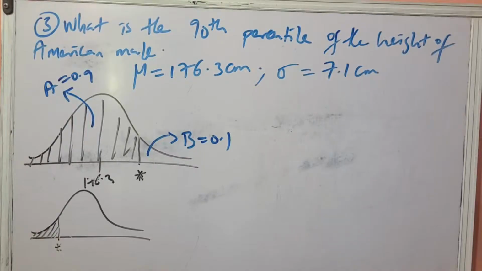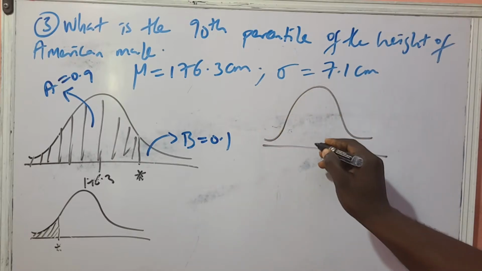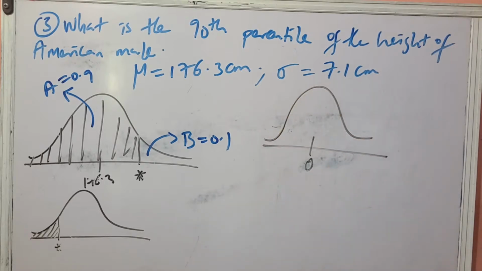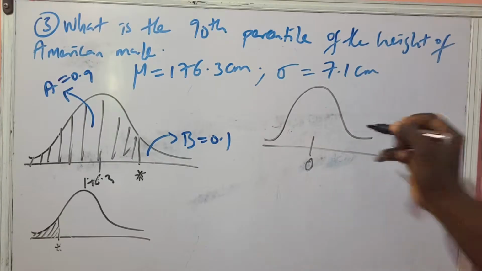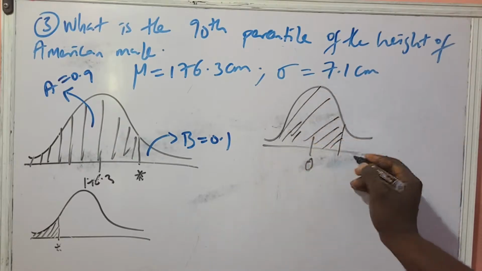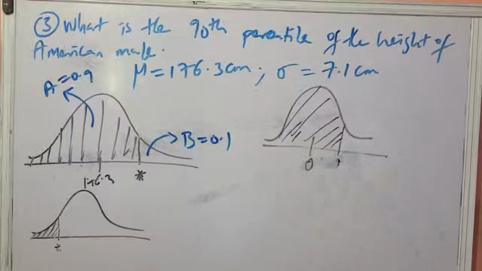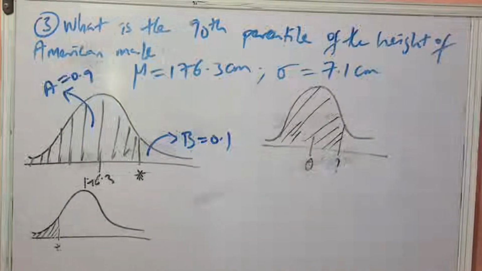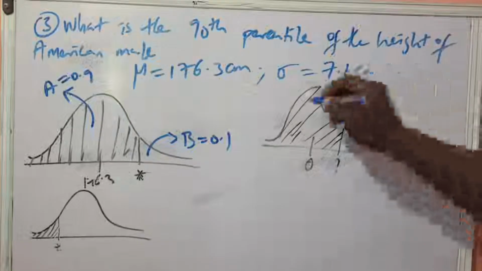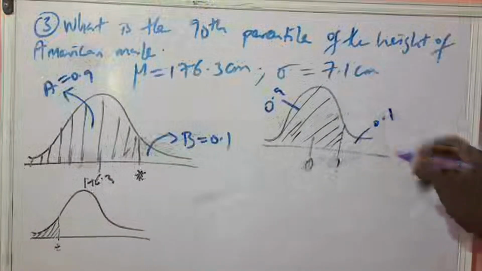So let's assume we are tackling this in a Z situation. I'm sure you know that I'll be having 0 now, and the same thing. This is what I'm looking for. Of course, you know already that this is 0.9 and this is 0.1.